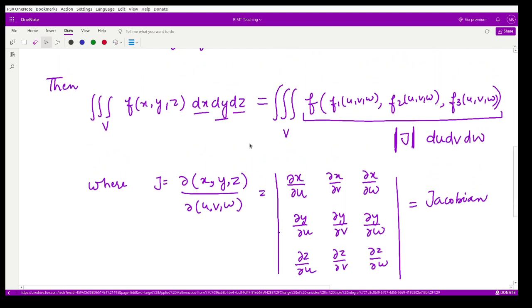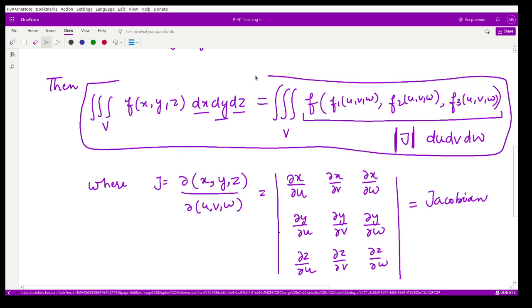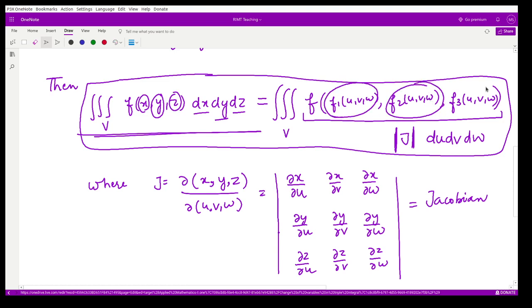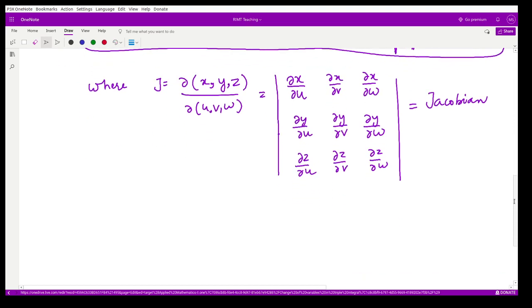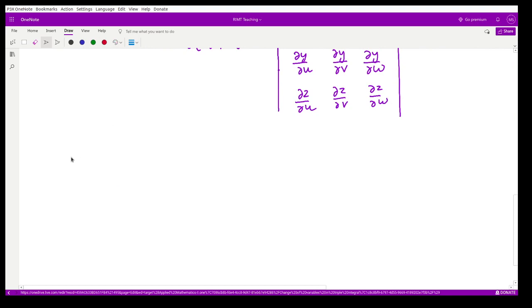You should know that whenever you transform your coordinate system from one form to the other, your triple integral is shifted to this form. You replace your variables x, y, z by the corresponding transformations, multiply by the Jacobian, and dx, dy, dz get converted to du, dv, dw. So let's have a look at one question; it would be more clear from the question.